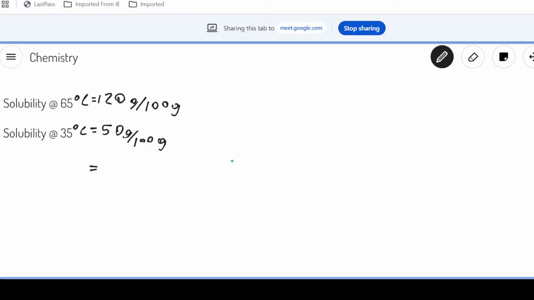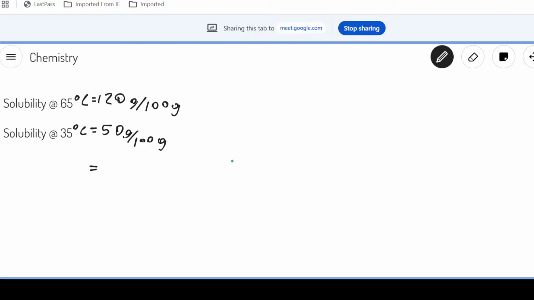So if we do the difference of those two, what's the mass that will be precipitated out? 70 grams per 100 grams of water. So you just subtract both.